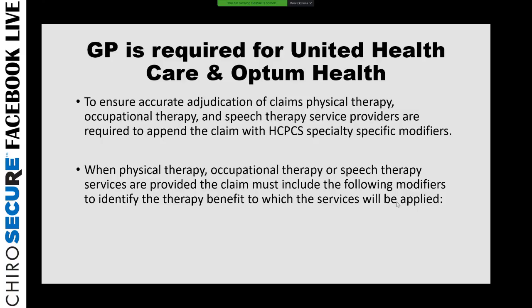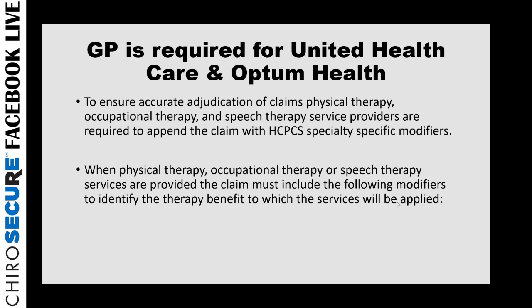So federal claims, Medicare, federal claims, VA, and actually any federal claim should have modifier GP on the physical medicine services. But where else is this required? And this is new for this year from United Healthcare and beginning in June for Optum Health. And their new policy says to ensure accurate adjudication of claims, physical therapy, occupational therapy, and speech therapy services providers are required to append the claim with the HCPCS specialty modifier. When physical therapy or occupational therapy services are provided, the claim must include these modifiers to identify the benefit.